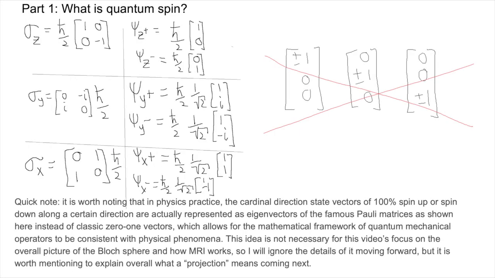Quick note: it is worth noting that in physics practice, the cardinal direction state vectors of 100% spin up or spin down along a certain direction are actually represented as eigenvectors of the famous Pauli matrices, as shown here, instead of classic 0-1 vectors, which allows the mathematical framework of quantum mechanical operators to be consistent with physical phenomena. This idea is not necessary for this video's focus on the overall picture of the Bloch sphere and how MRI works, so I will ignore the details of it moving forward, but it is worth mentioning to explain what a projection means coming next.